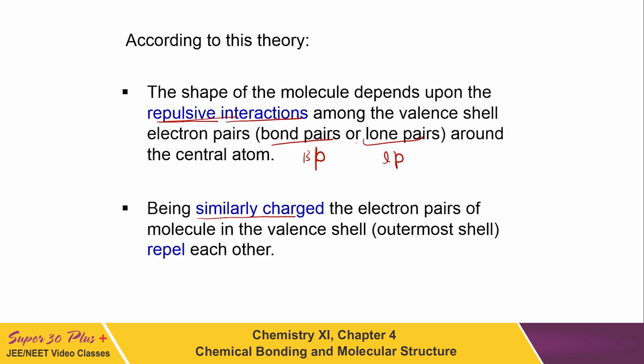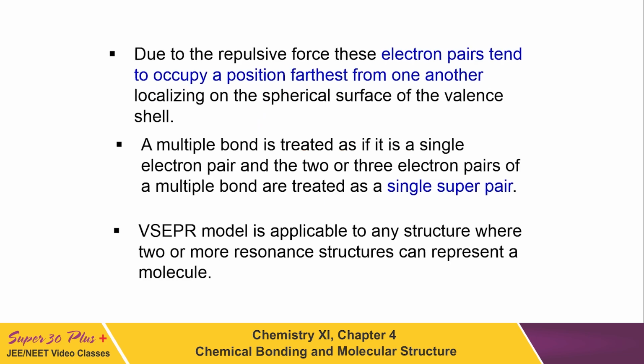And because of this repulsion, what will happen as a result? Due to the repulsive forces, these electron pairs tend to occupy positions farthest from one another. Why farthest from one another? So that repulsion could be minimized, in order to create minimum repulsion and maximum stability. And here a multiple bond is treated as if it is a single bond in VSEPR, and 2 or 3 electron pairs of a multiple bond are treated as a single super pair.